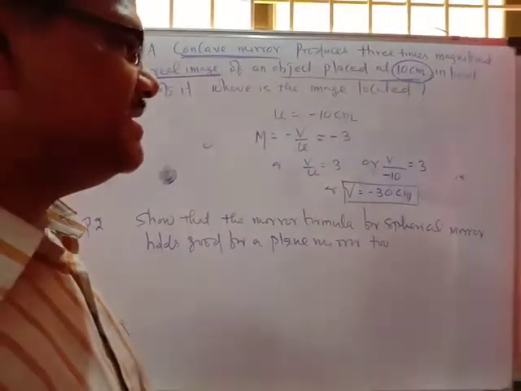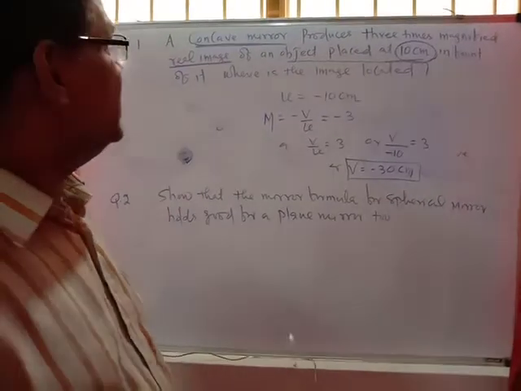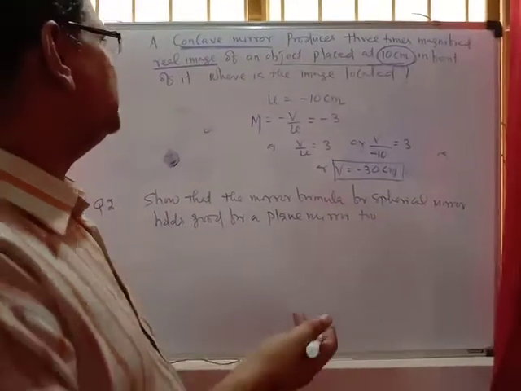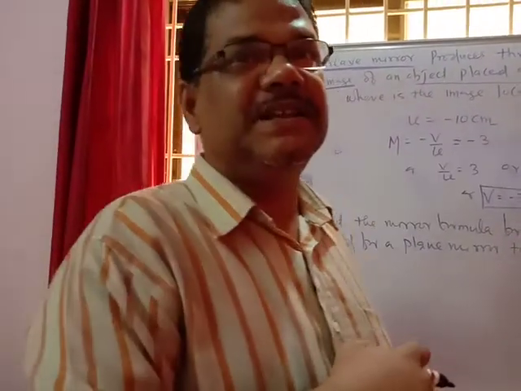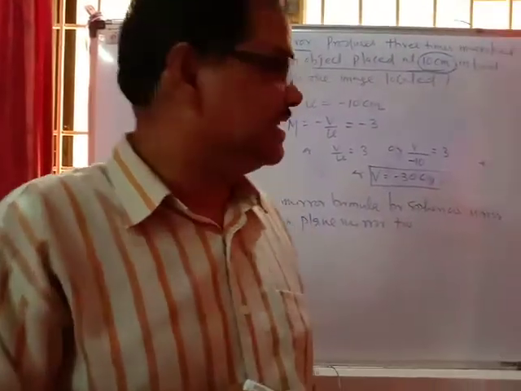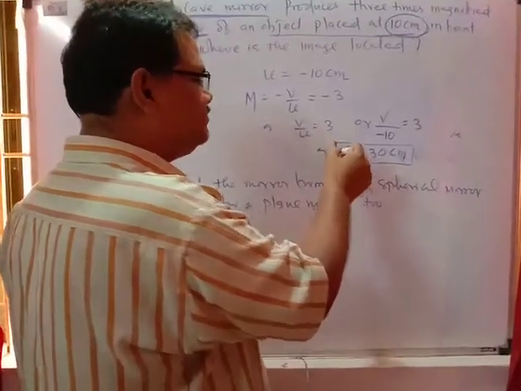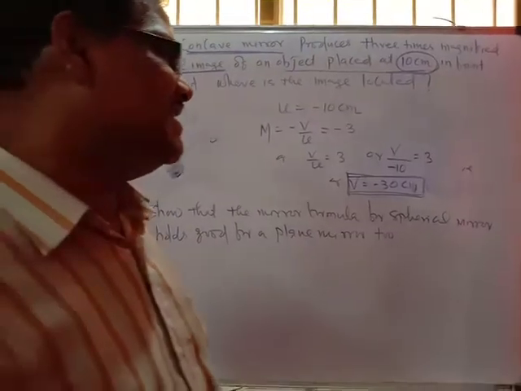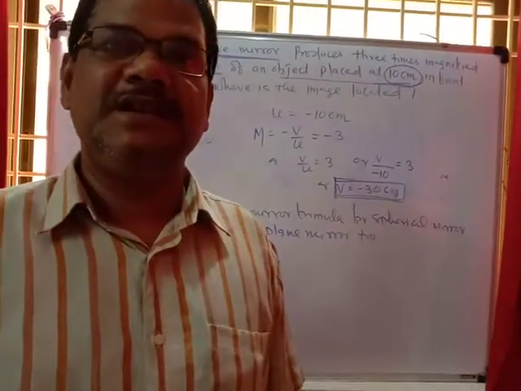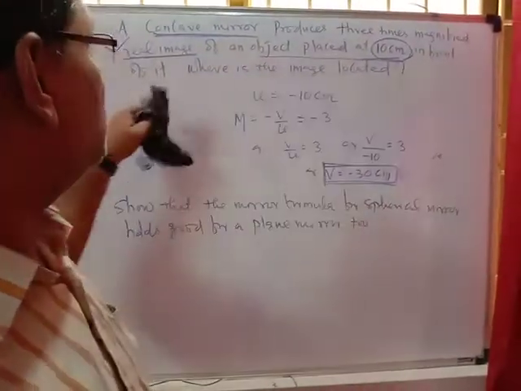That means the image is formed on the left side of the concave mirror. It is already told that it is a real image, and a real image is always formed on the left side of the mirror, on the same side as the object. So the position of the image is at 30 cm on the left side of the concave mirror. This is all about question number 1.